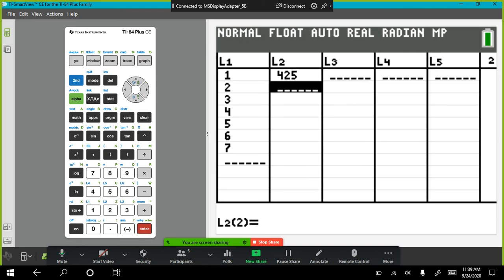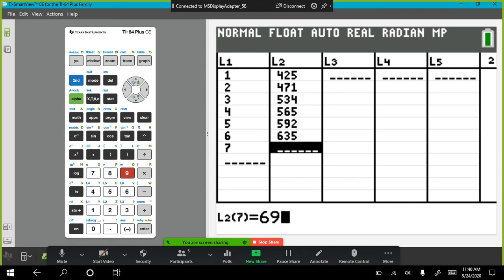And then I'm going to go over to L2, and I'm going to put in the Y coordinates, or the secondary points there. So 425, 471, 534, 565, 592, 635, and 696. All right, then I'm going to double check to make sure I've got those in there right. So I went to stat and edit, and I've been able to enter that information in.